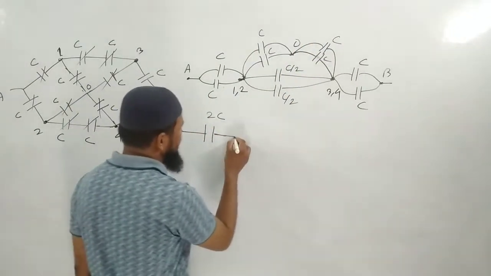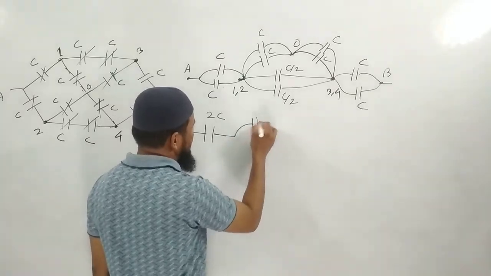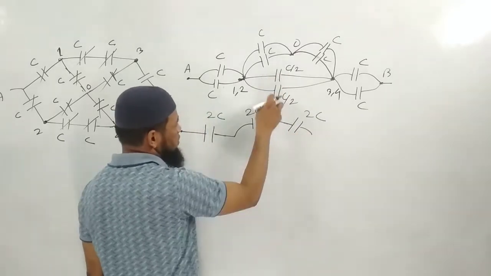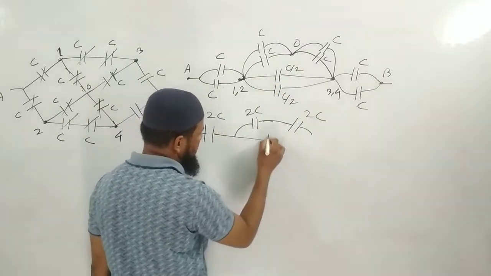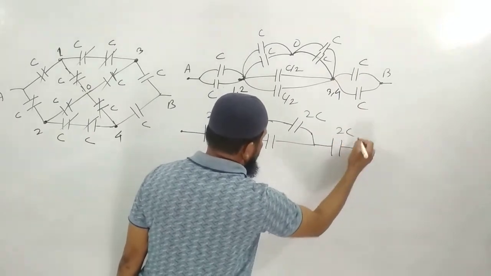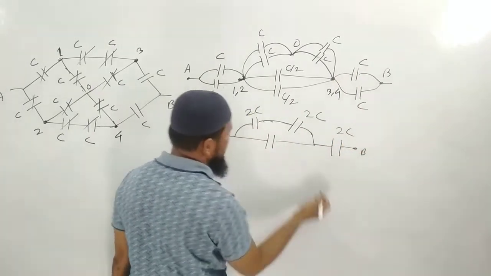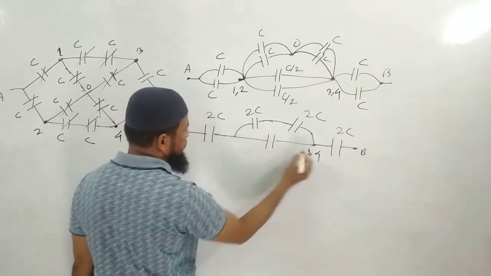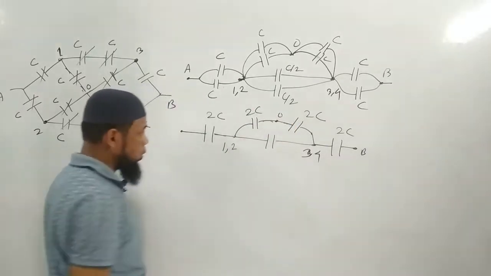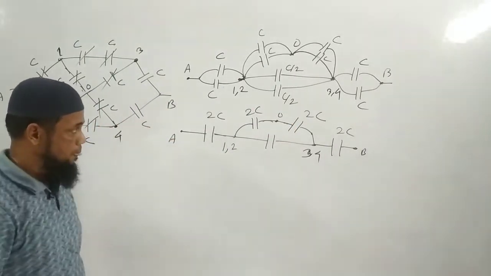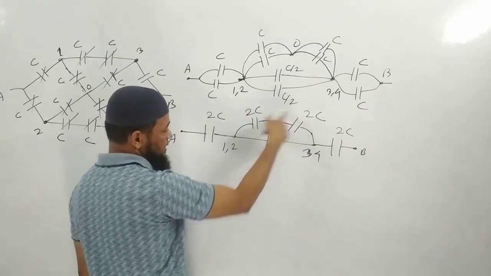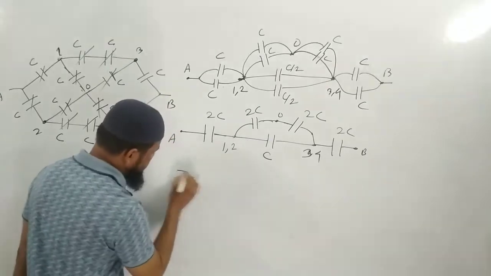Okay, let me show you in two lines. Twice C, and that side is how much? Twice C. This is C by 2, C by 2 in parallel, so it is going to be C. C, C in parallel, twice C. B, this point is 3 and 4. This point is 1 and 2. This point is O. This is A. So C by 2, C by 2, this will give you C. So twice C and twice C in series equivalent will become C.